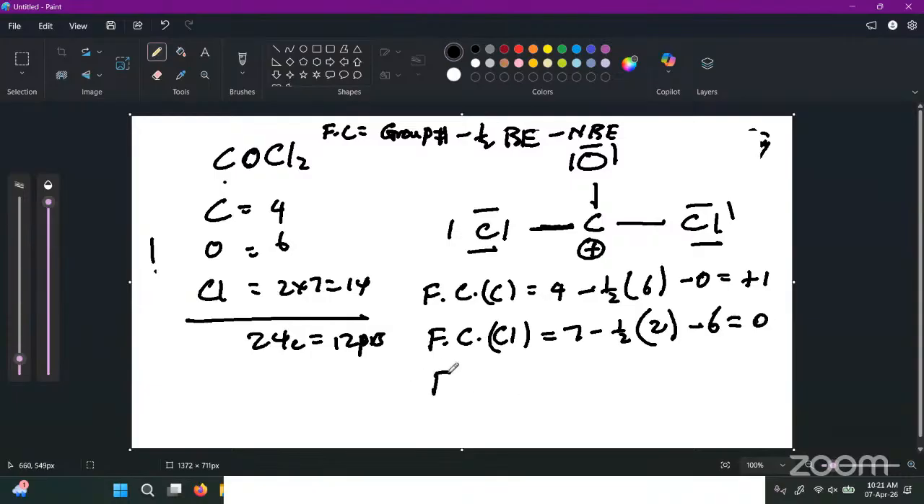Then we do the same calculation for the oxygen. What's the group number for the oxygen? 6. 6 minus half the number of bonding electrons for the oxygen, which is what? 2. 2 minus the number of non-bonding electrons, which will be what? 6. So this gives you -1. So the oxygen here has a -1 charge.